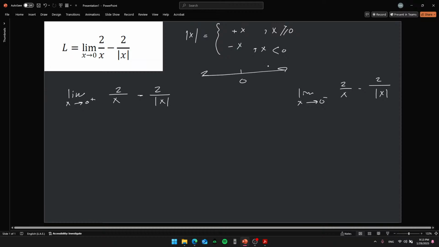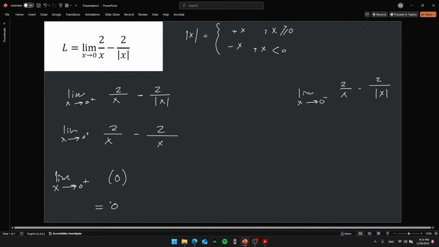From the right, this is the number line. This is 0. From the right, I have values of 1, 2, all of these values are greater than or equal to 0. So I'm going with the top function, which is positive x. So instead of absolute value of x, I'm going to substitute x. Now 2 over x minus 2 over x, you have the same quantity, so you'll get 0, and the limit of any constant will give you the same constant. So from the right, I have a value of 0.